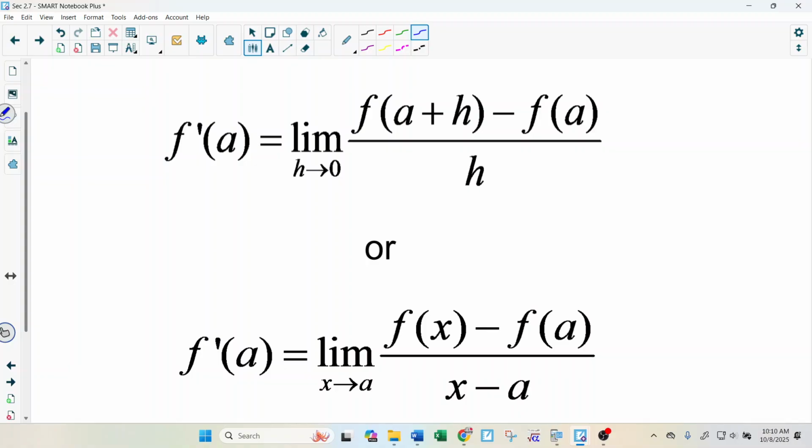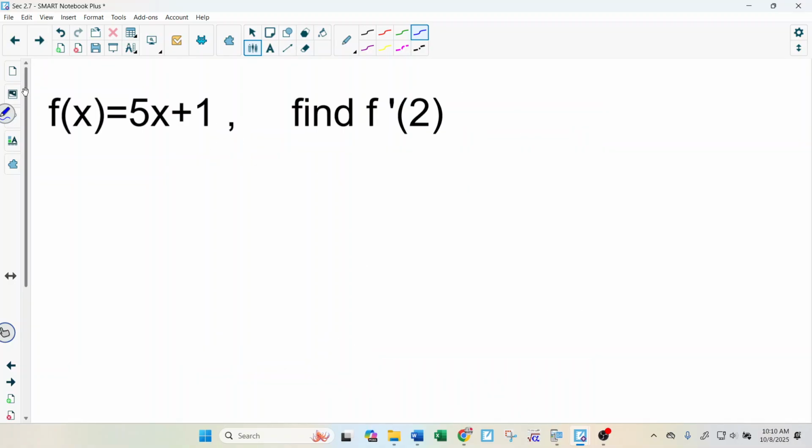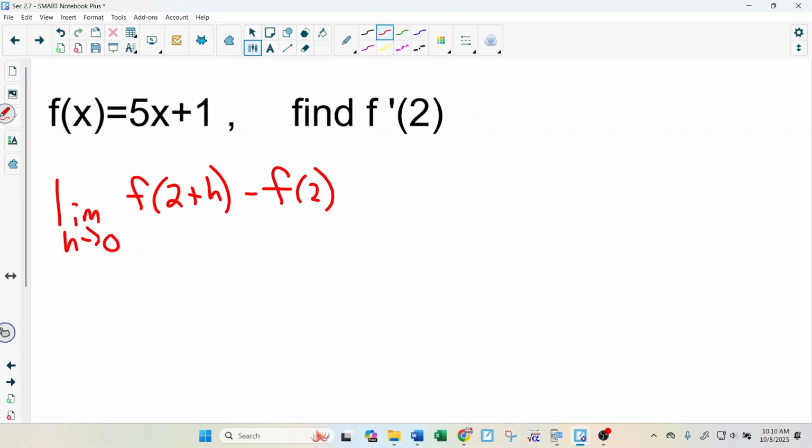So let's look at a couple examples. We have find f prime of 2, or the derivative of f of x at 2, however we want to say it. So that would be the limit as h goes to 0 of f of 2 plus h minus f of 2 all over h. And technically we also could have used the alternate form, but I like this formula better, especially for this one.